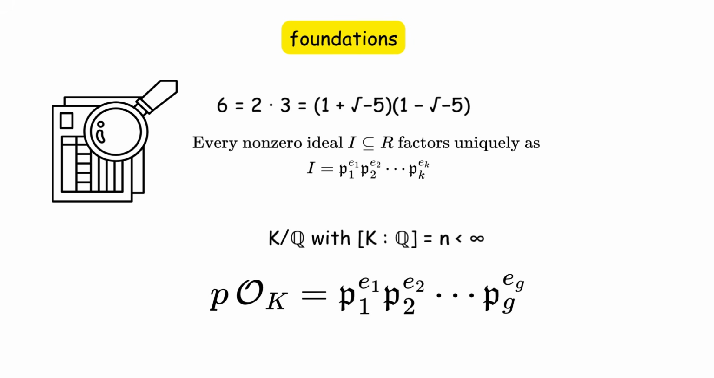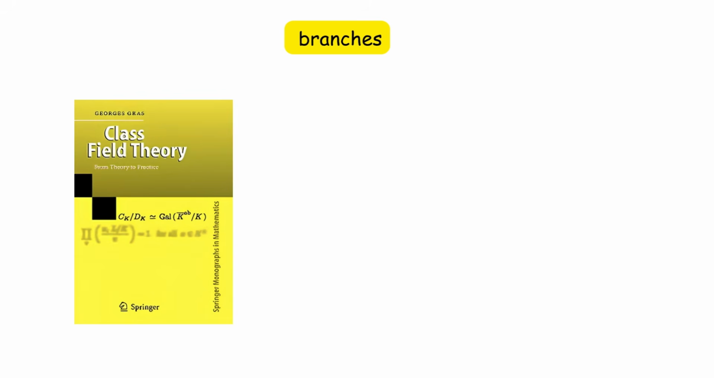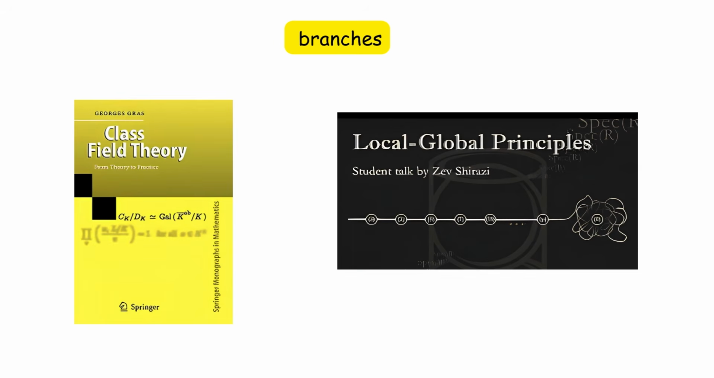rational primes split or remain inert in these extensions, from which concepts like algebraic integers, class groups, unit groups, and Galois groups are constructed. It includes branches such as class field theory, focused on abelian extensions, and local-global principles, which describe how solutions and completions determine global solutions.